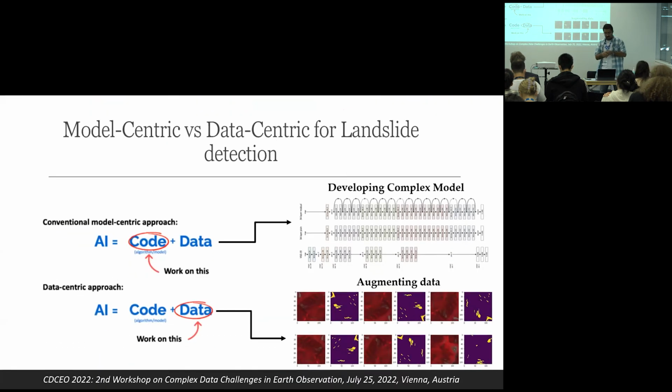So model-centric, whereas data-centric. As I said, in some studies we work more on our model and make it more and more complex to increase our accuracy for landslide detection. Whereas sometimes we can work on our data. A very simple example is data augmentation.